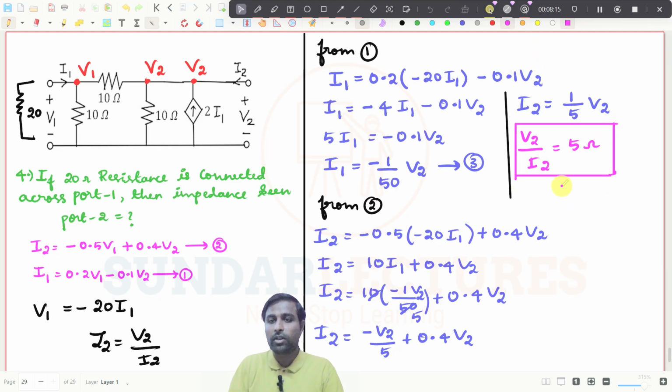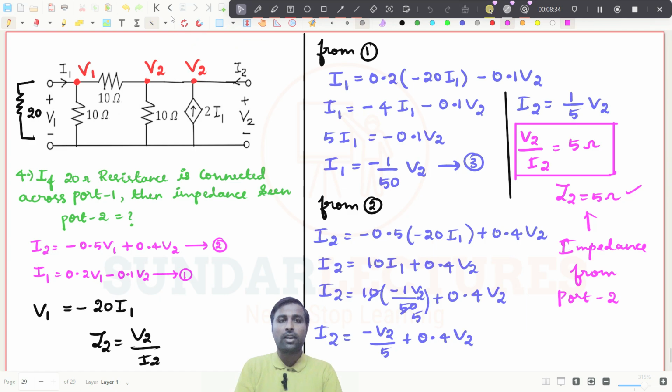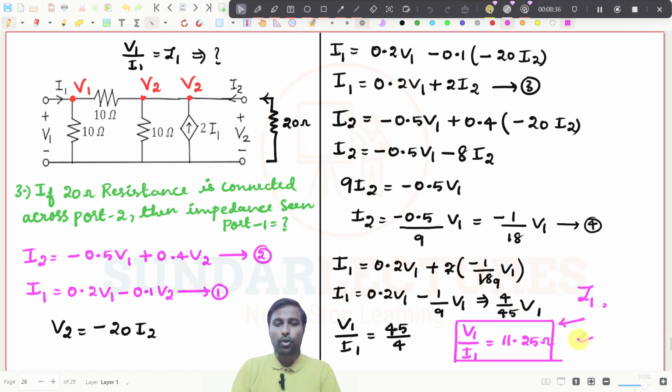Try to understand what this is now. This is Z2, 5 ohms. This is the impedance seen from port 2. That is what we have found. This is 5 ohms, and the impedance seen from port 1 is 11.25 ohms, and that is the third question.